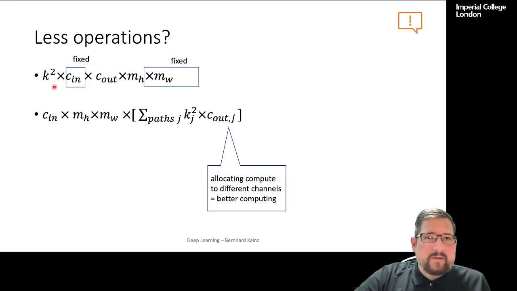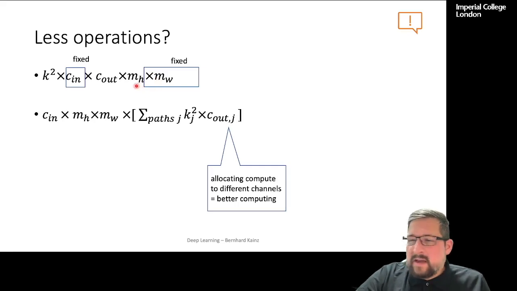3 by 3 or 5 by 5 or whatever you choose. So you can express this layer's computational cost as k squared times c_in times c_out, where c_in and c_out are the number of input and output channels respectively. We also have to consider the dimensions of the input image represented by m_h and m_w for height and width, of course.